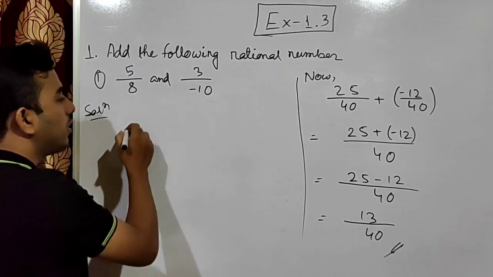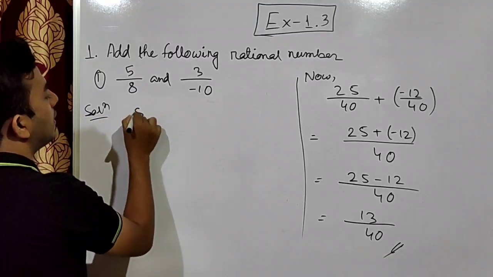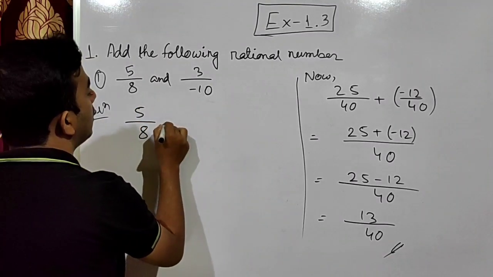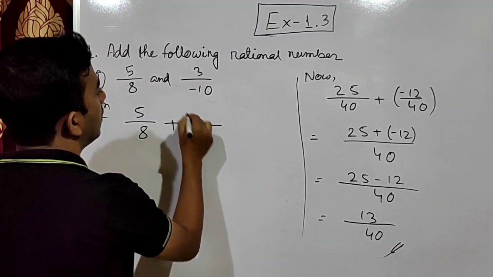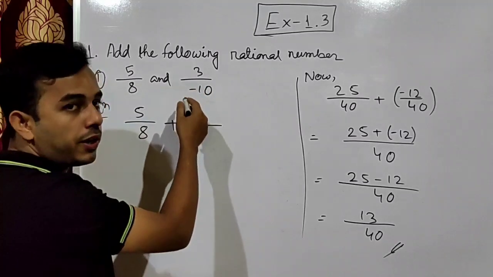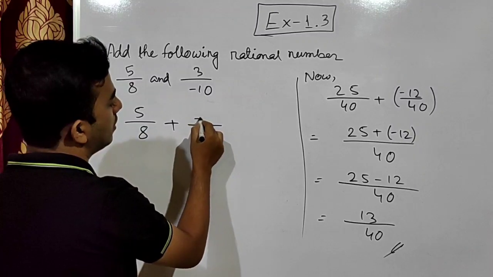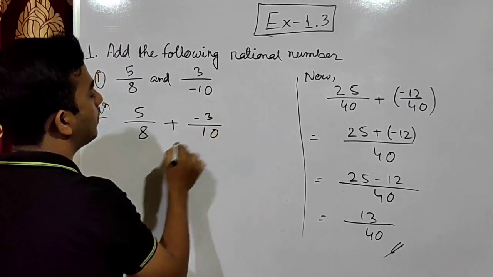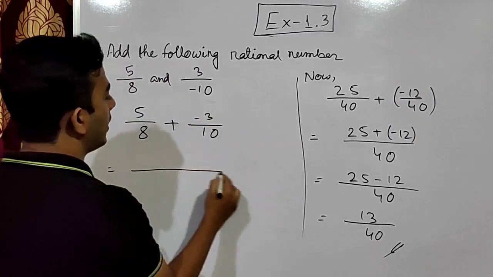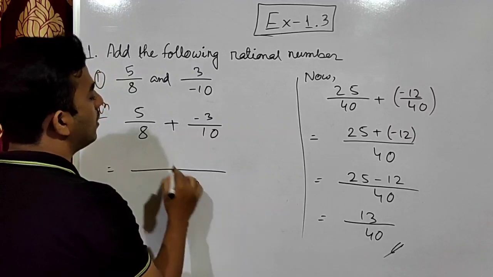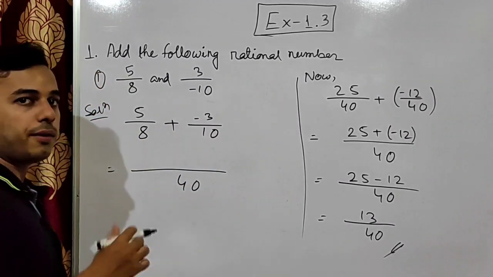We will write a solution like this: 5 by 8 plus, we have to make it positive, right? So let us directly write minus 3 by 10. Now directly take the LCM, 40, isn't it? Because both are divided by 40.